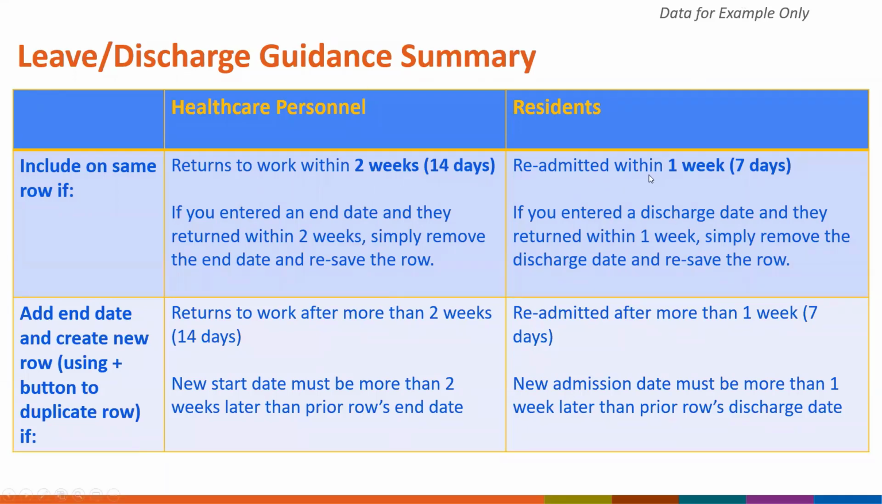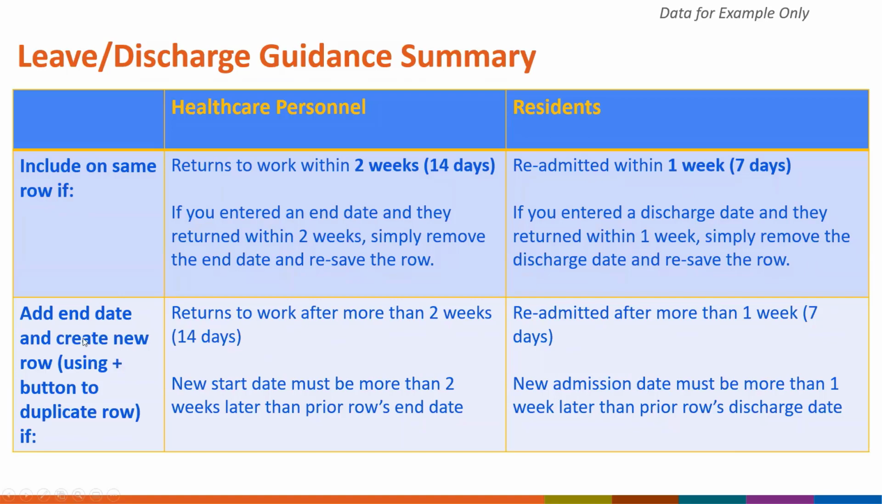For residents, if they were readmitted within 1 week or 7 days, you will include them on their same original row. And if you entered a discharge date because you didn't know how long they would be gone for, and then they returned within that 1 week, you simply remove the discharge date and resave the row.